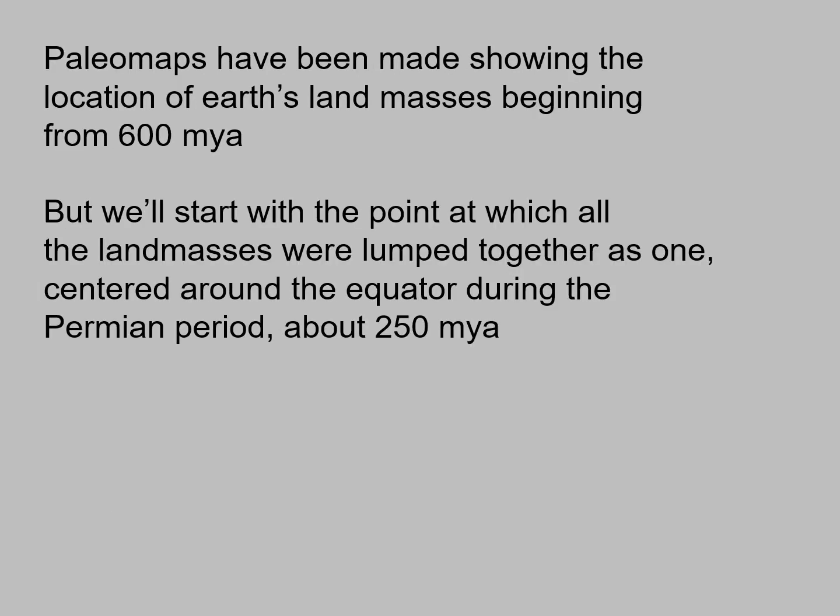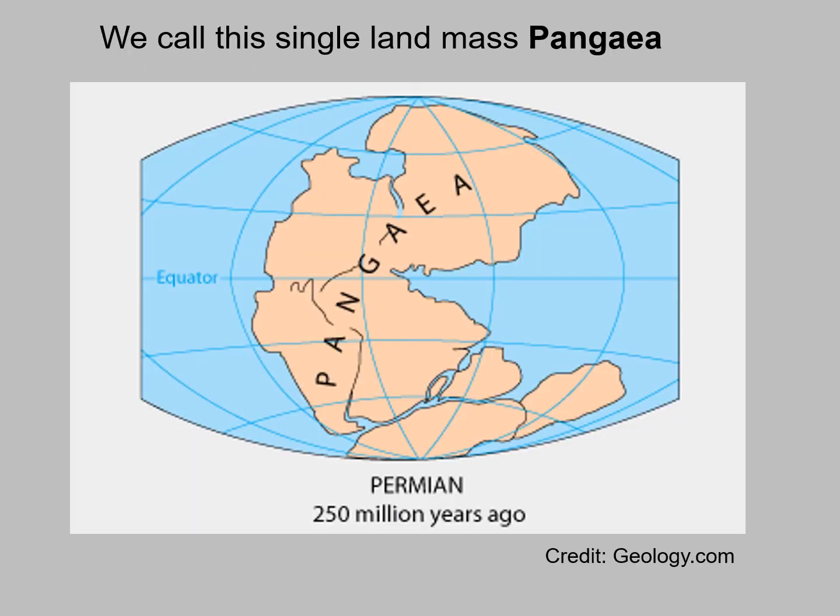Paleomaps have been made showing the location of Earth's landmasses beginning from 600 million years ago. But we'll start with the point at which all the landmasses were lumped together as one, centered around the equator during the Permian period about 250 million years ago. We call this single large landmass Pangaea.